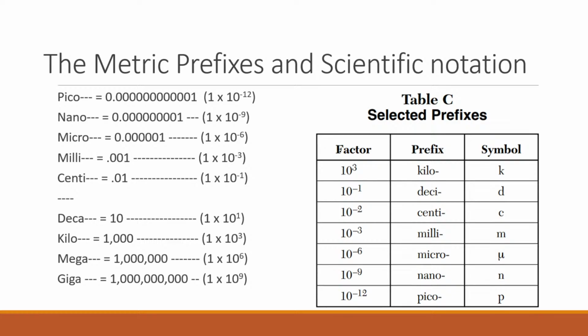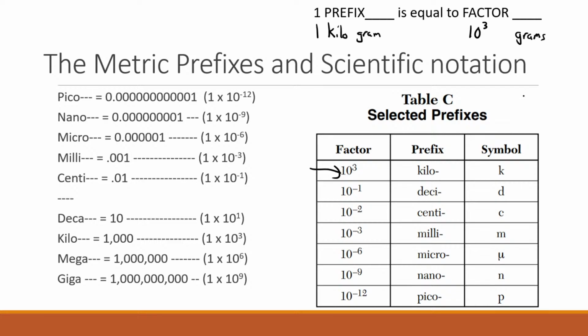And the sentence that's important here, the way we're going to read this, is one prefix unit is equal to factor units. Right, so let's make that a little bit more common. Let's take kilo as the example. 1 kilogram is equal to 10 to the third grams. Right? 10 to the third is 1,000.